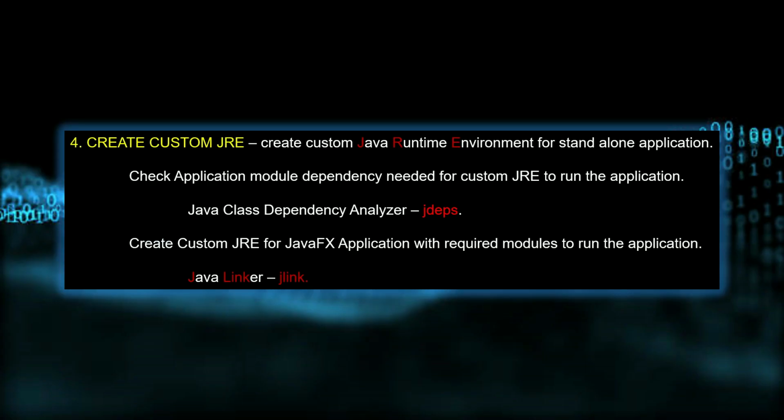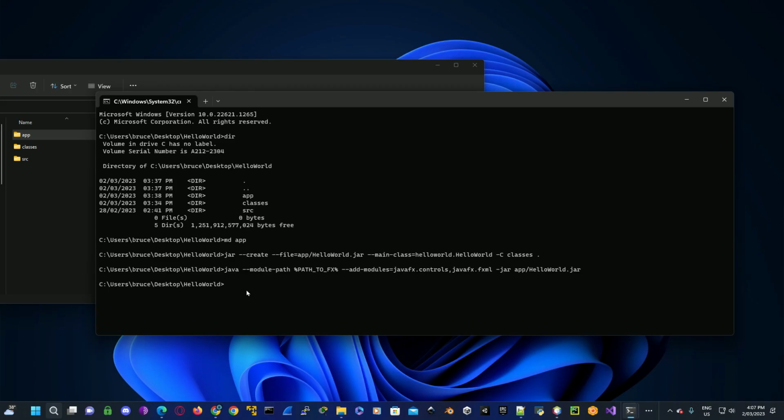Create Custom JRE. We're going to create a Java runtime environment for a standalone application to run on. First of all, we need to check the Java class dependencies using jdeps, and then we'll actually create the JRE file using jlink. Now we use jdeps to check the dependencies of our modules for our application.